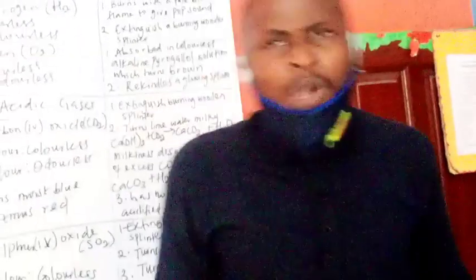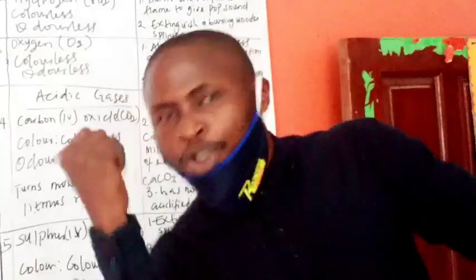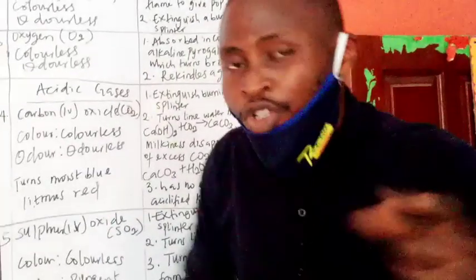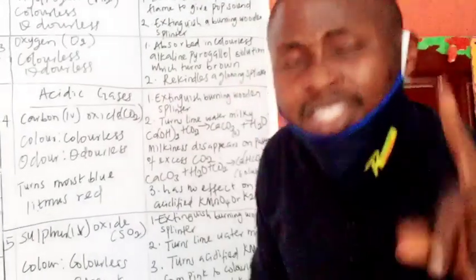Number two, by which you can identify oxygen, is that it supports combustion, or we say it rekindles a glowing splint. Remember, hydrogen doesn't support combustion. Hydrogen kills fire. Hydrogen extinguishes a glowing splint. But oxygen rekindles a glowing splint.